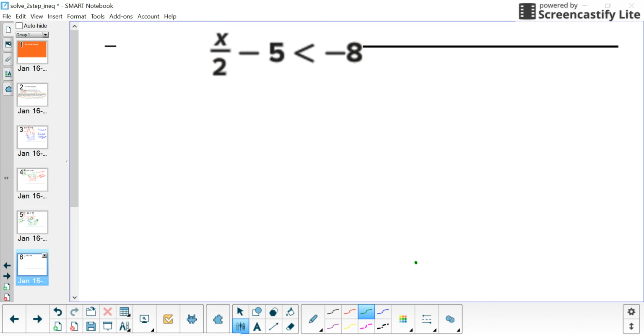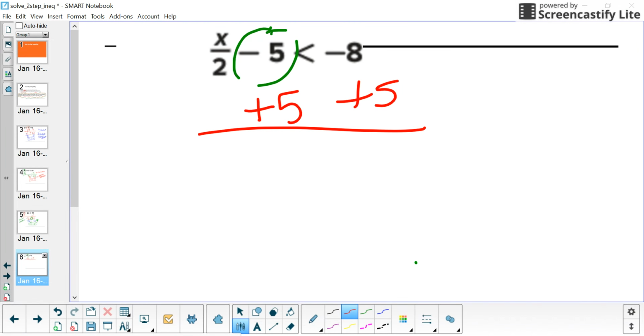And then here is our final example. Let's look at our constant. Our constant is -5. The opposite of -5 would be +5, or to add 5. On the left we have x over 2, and then on the right, -8 plus 5 gets you -3.